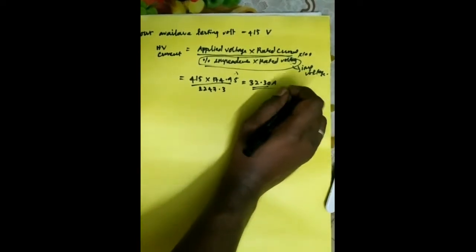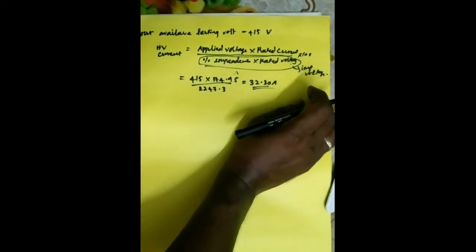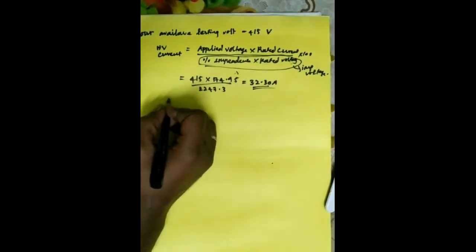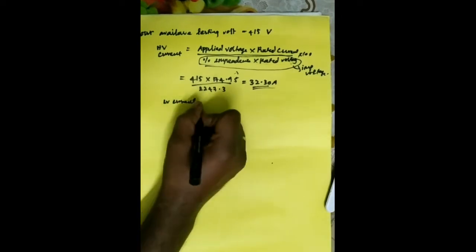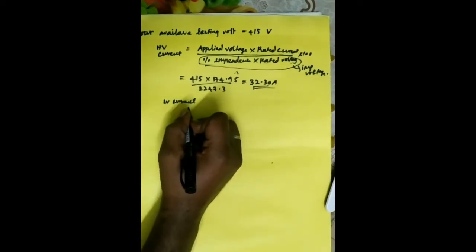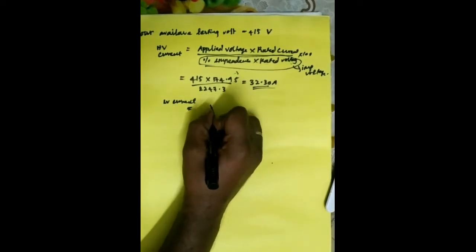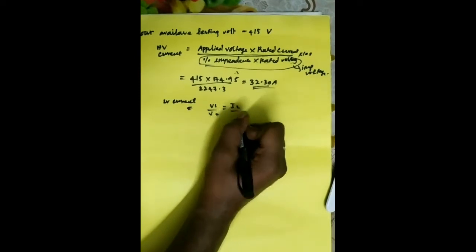This much current will flow in the primary if we apply 415 volts while keeping the secondary shorted. Okay, then how do we find out the LV current while applying 415 volts? By using the same formula, V1 by V2 equals I2 by I1.